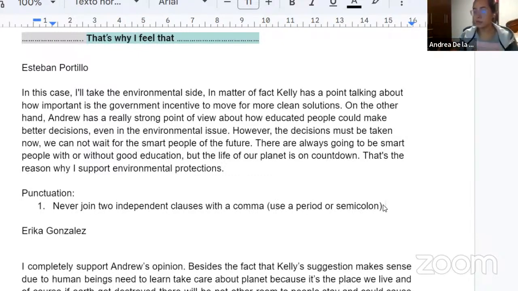First, a clause is a group of words that contains a subject and a verb at least. Subject and predicate, but let's say subject and verb, I think that's easier to understand. Now, when does this group of words that contains a subject and a verb become an independent clause? As Esteban was saying, when it expresses a complete thought, a complete idea, when it doesn't need anything else to make sense.